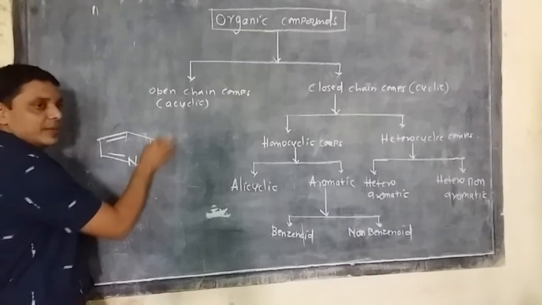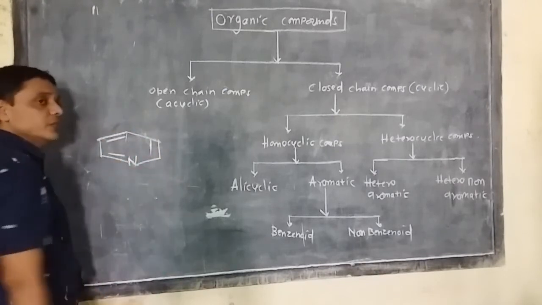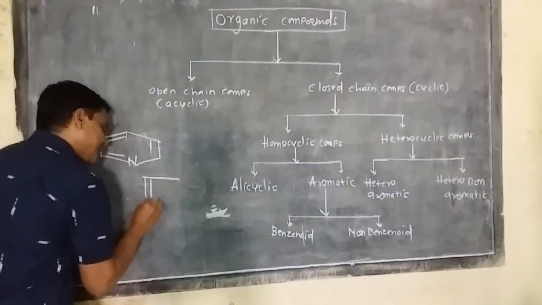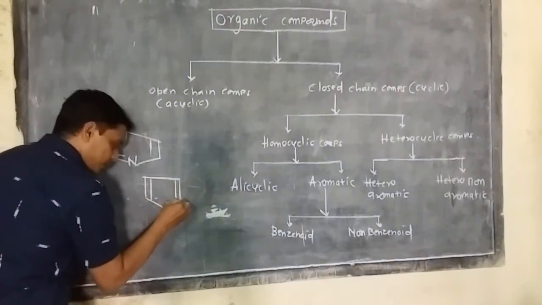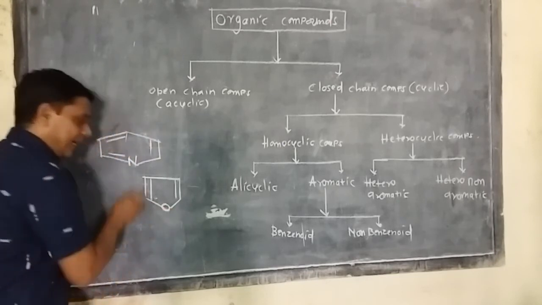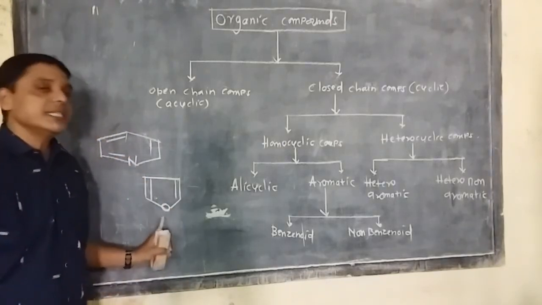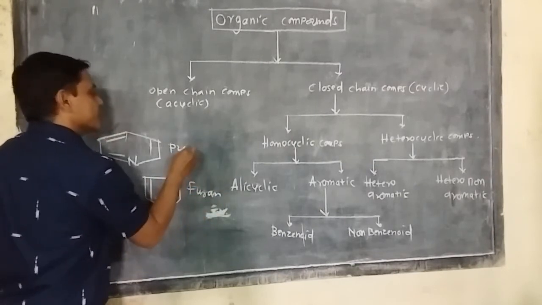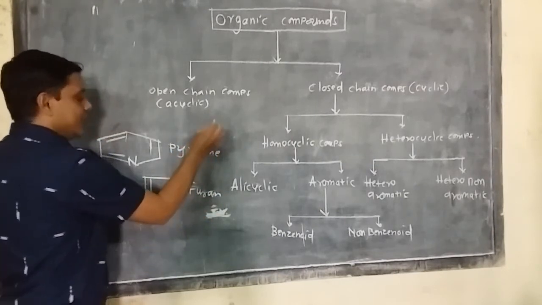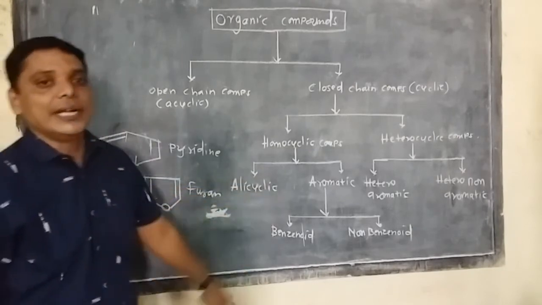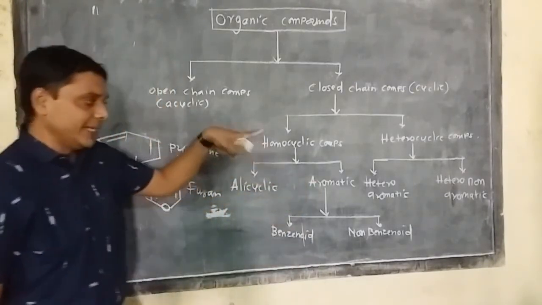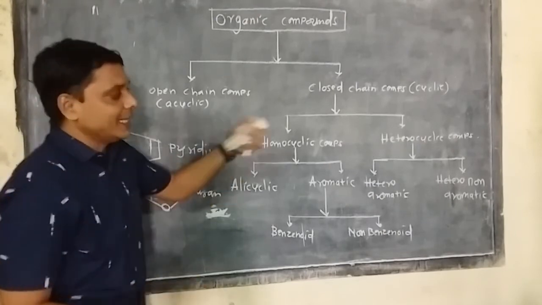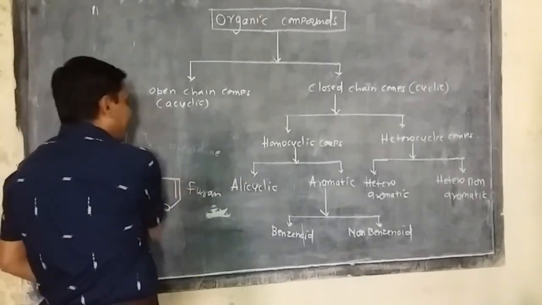Correct? Alternate single and double bonds are present, and nitrogen exists as a heteroatom. Again, furan is another example of it. This is a pentagonal type of ring with alternate single and double bonds, and oxygen is present. So this is the structure of furan, and this is the structure of pyridine. Pyridine and furan are called heteroaromatic compounds because in the aromatic character this exists as a conjugation in the system.